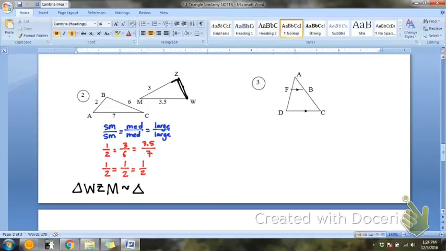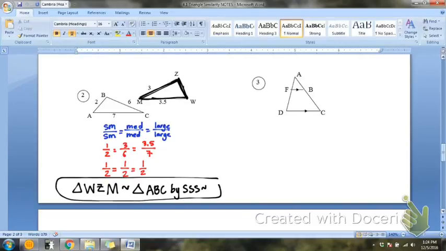WZM, I went past the small side, then past the medium side, then past the large side. Perfect. ABC, excellent. By side, side, side similarity. All right, let's do example 3.